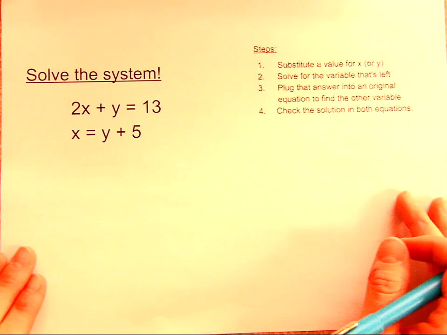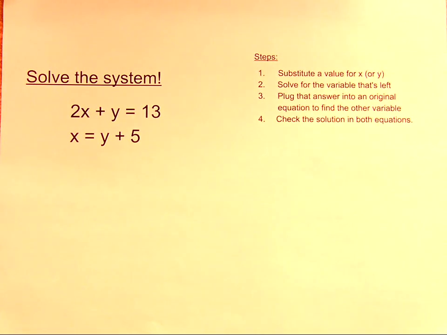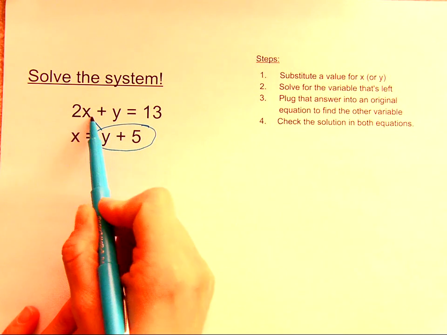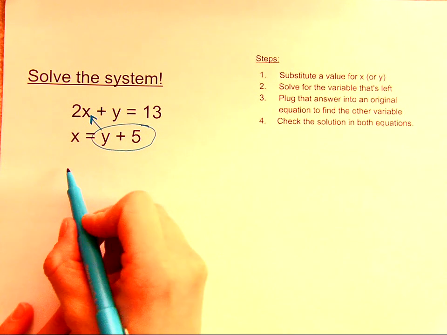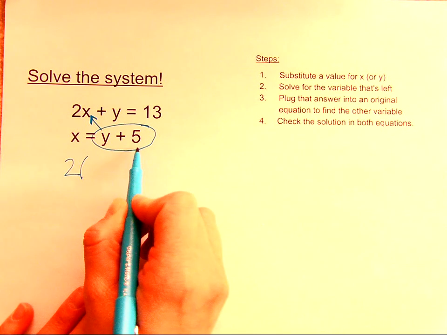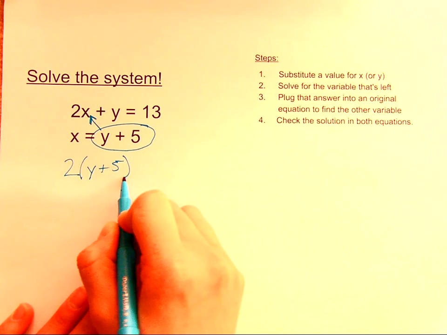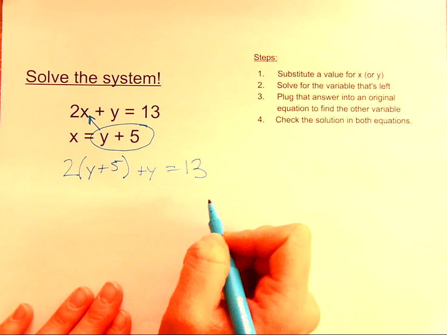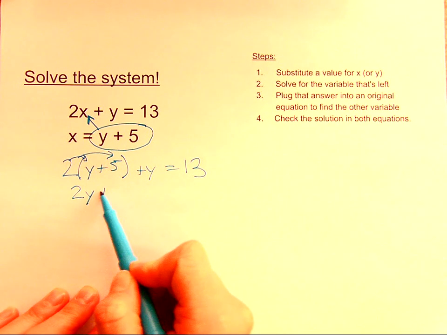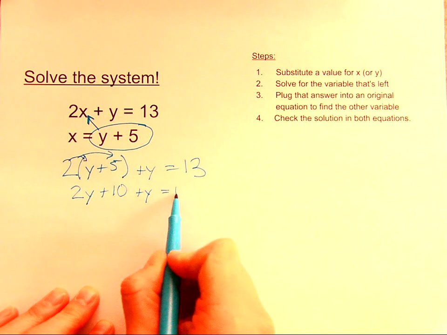And last problem. Pause and give it a shot. So here I have an x equals. So I'm substituting for x this time. And I do need parentheses. X is being multiplied. So this is 2 times x. X is y plus 5. Plus y is equal to 13. So to solve for y, I got to distribute first. 2y plus 10 plus y is equal to 13.